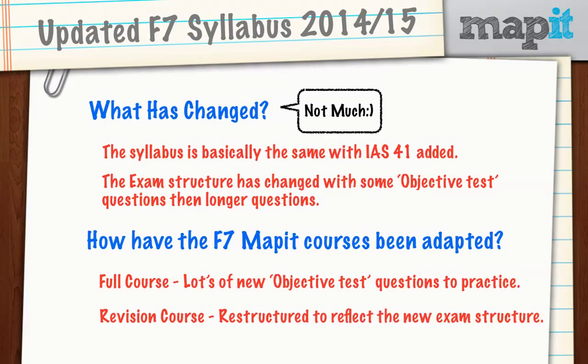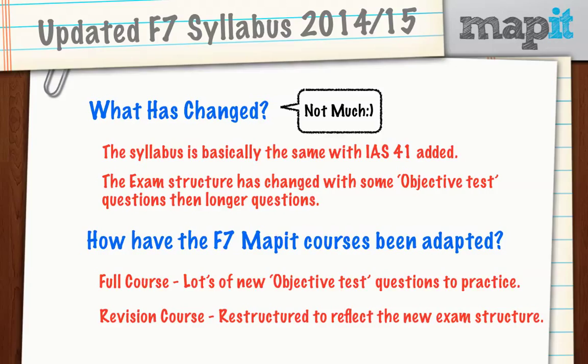When it comes to the revision course, we've restructured that to reflect the new exam structure. Rather than question 1 now being groups, it's likely to be the first 30-mark question in section B of the paper. So we've restructured that revision course.